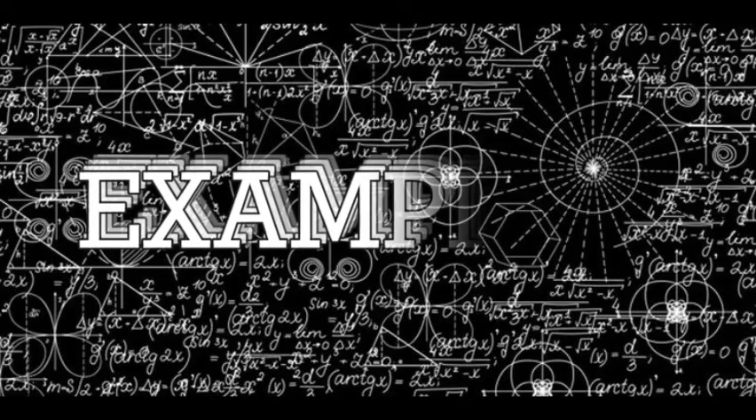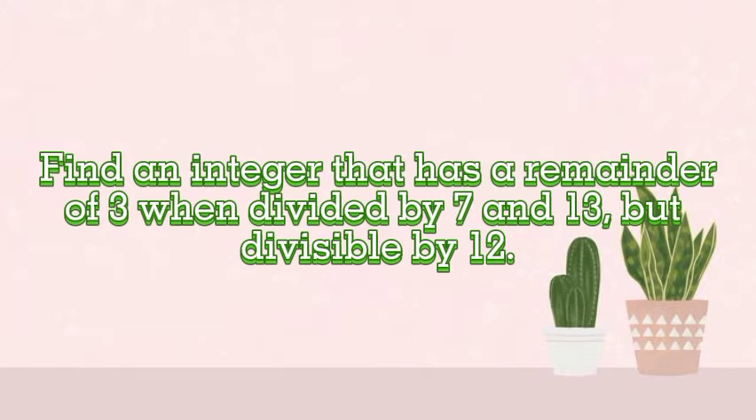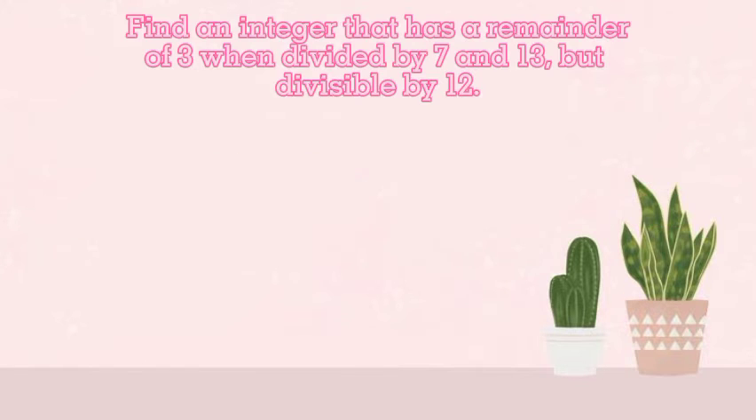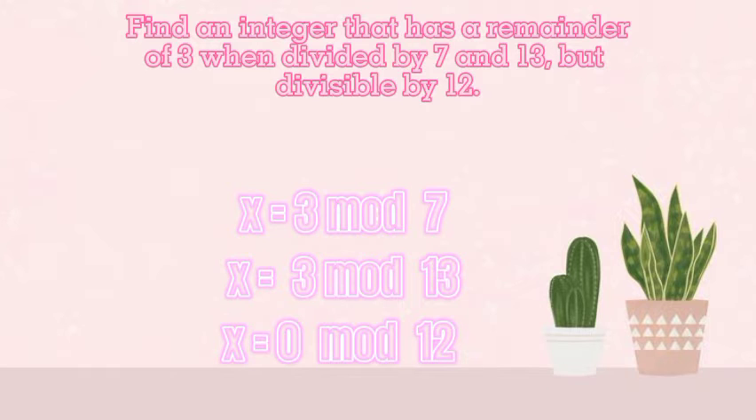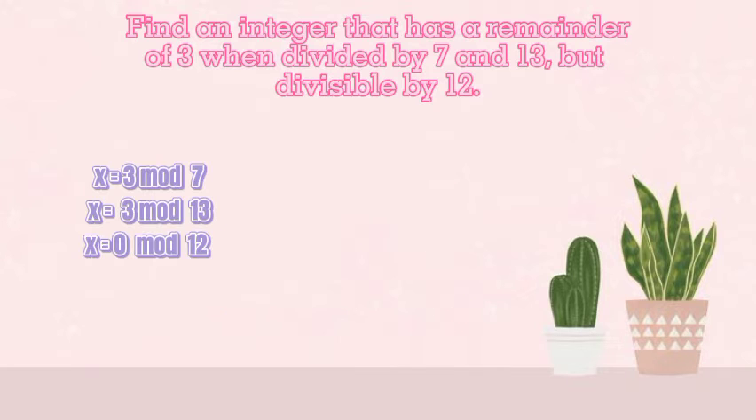Here is another example for this lesson. Find an integer that has a remainder of 3 when divided by 7 and 13 but is divisible by 12. So, this is a CRT problem. We can form 3 equations and solve them to find the value of x, where x is equal to 3 mod 7, x is equal to 3 mod 13, x is equal to 0 mod 12. If we follow the 4th step, we find x is equal to 276.